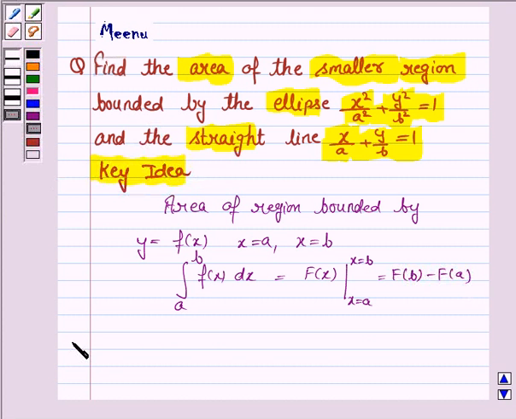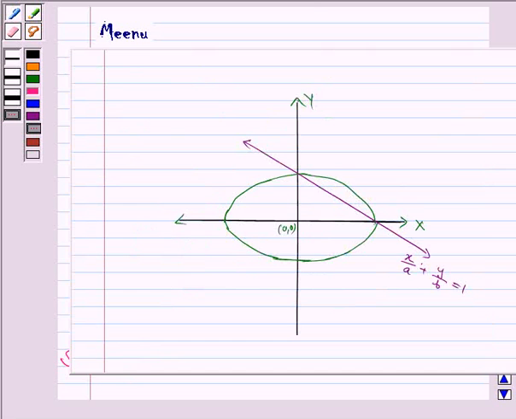Let us now start the solution. Here we have to find the area of the smaller region bounded by the ellipse and this line, and the line is in the intercept form where a is the x-intercept and b is the y-intercept. So this is the point (a, 0) and this is the point (0, b). We have to find the area of the smaller region, that is, the area of this region.